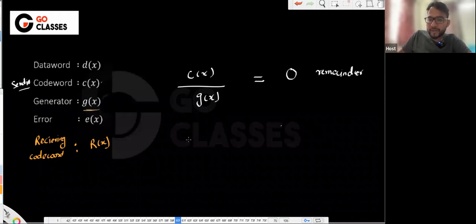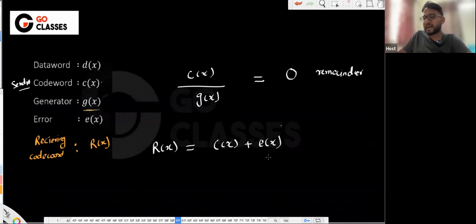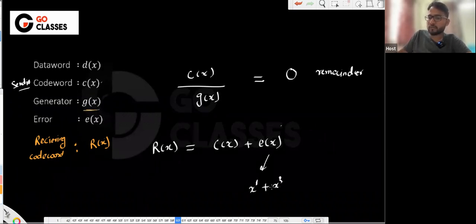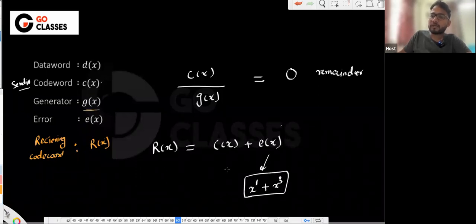Now tell me what I'm receiving. I'm receiving Rx. What is the relationship between Rx, Cx and Ex? Can I write something like this? This code word, if you add some error, then it will be Rx equal to Cx plus Ex. If the error is in the second and fourth bit, then the second bit means x and the fourth bit means x cube. So Ex will be something like this, right? This is the relationship between received, sent, and error.